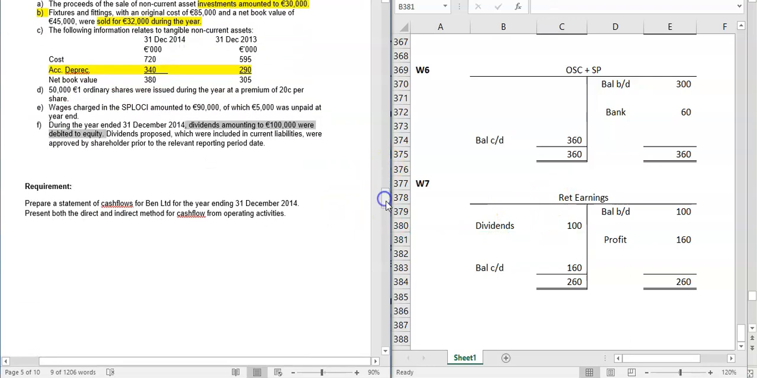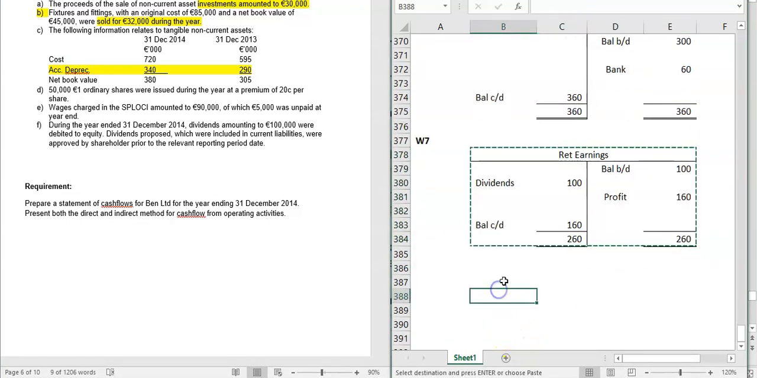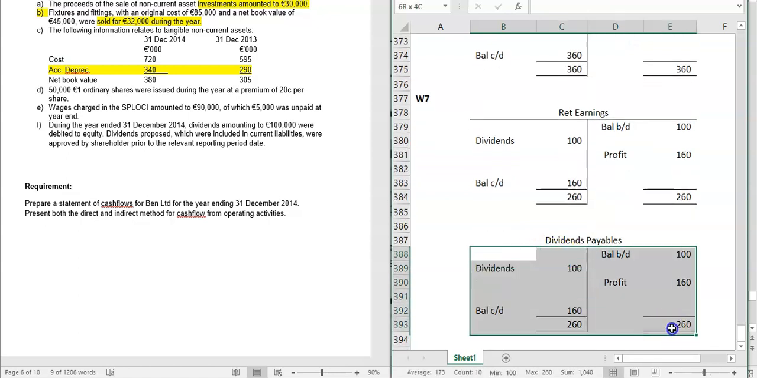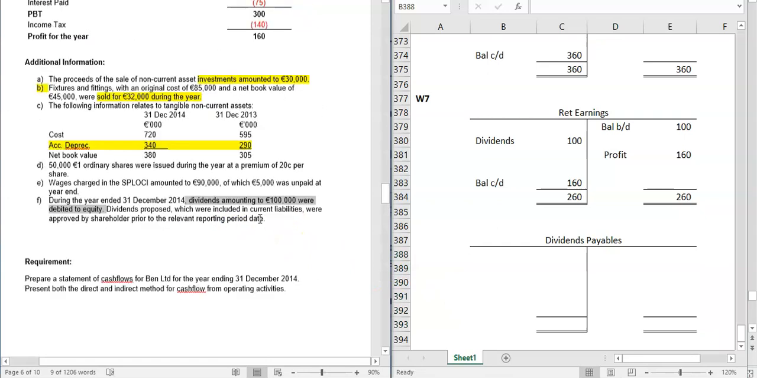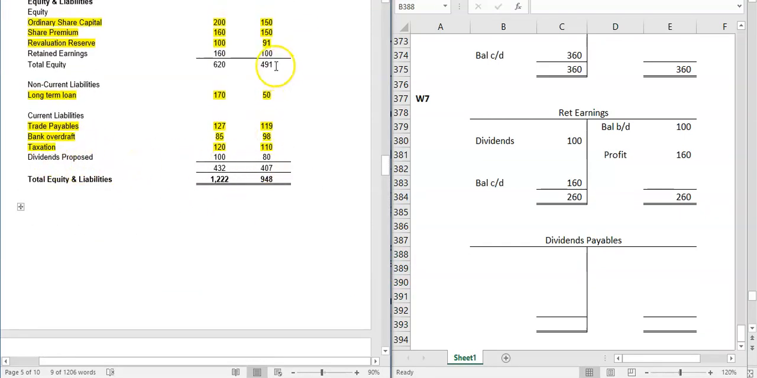Dividends declared is 100,000. It's not paid because, like we have in the example we looked at in week 2, we have dividends payable then. So there's 2 things you need to watch for. How much dividends are declared, which comes from retained earnings, and then how much dividends are actually paid, which comes from the liability of dividends here, dividends proposed.